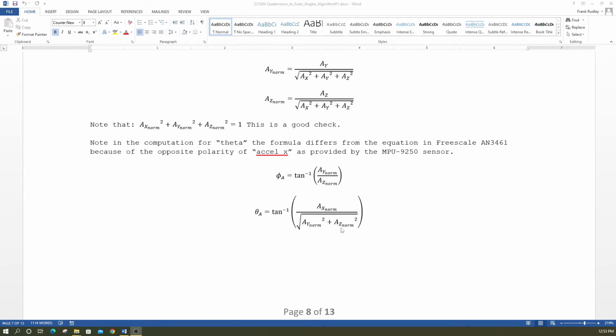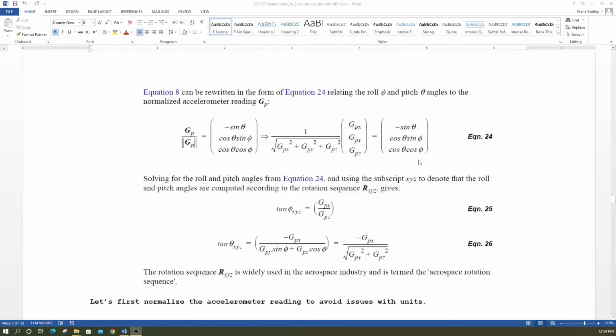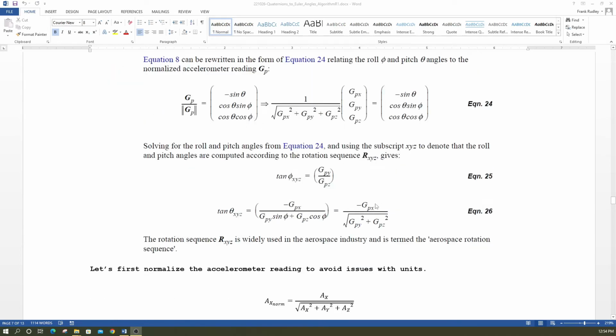The square root of ay squared plus az squared, over the ax, will give you that. The one thing I wanted to note is that this x component is slightly different than what's in the Freescale AN3461. If we go back to that, it shows that this is the negative.